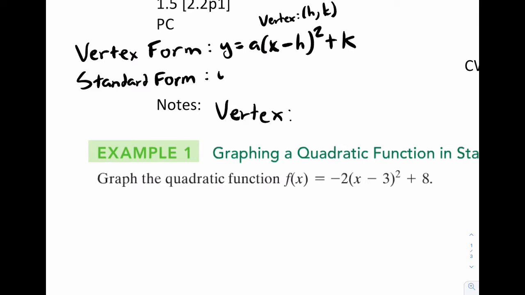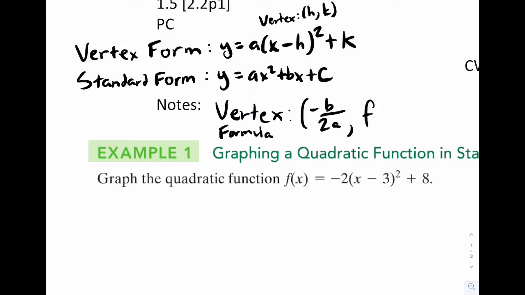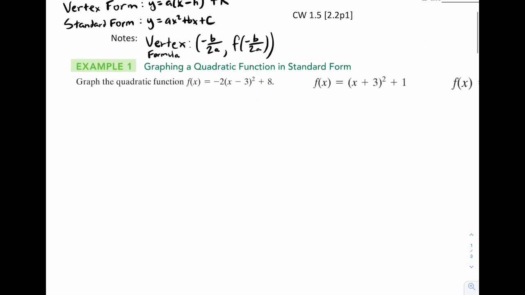Standard form is what we see most commonly. That's going to be y is equal to ax squared plus bx plus c. And it's standard just because it's very common. It's actually not that great, but it is important to know how to work with it. And then we have a vertex formula. That's going to be how you can generate the vertex from standard form. That's negative b over 2a. That's your x value. And the y value is when you plug it in. So f of negative b over 2a. So those are the three things we need to complete this worksheet. So from there, let's do a couple examples here.